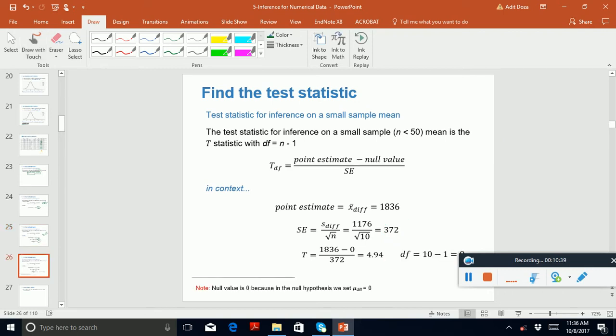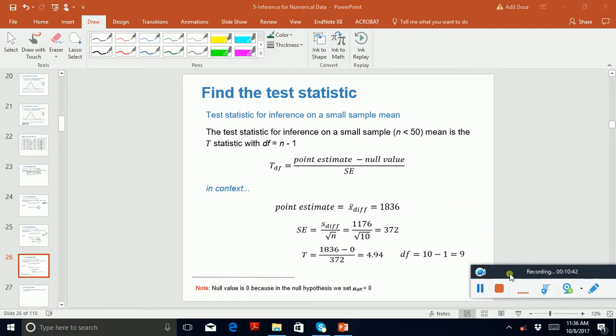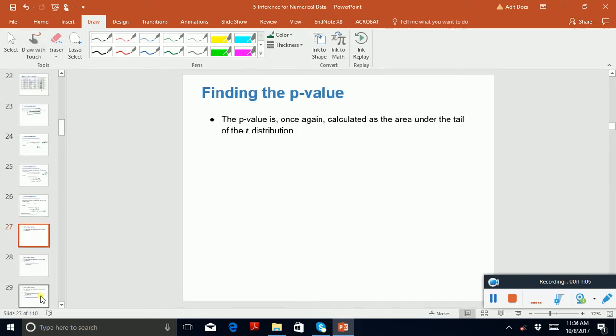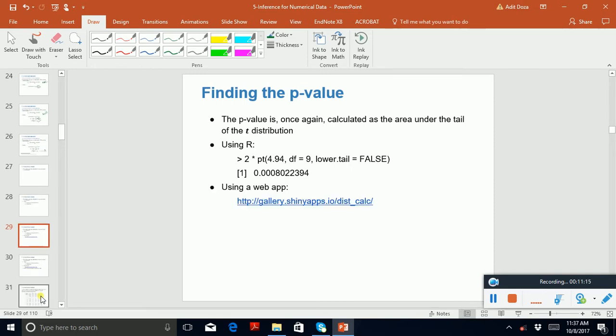Once we found the t stat, we also calculated the degrees of freedom. When calculating the t stat, you always need to observe the degrees of freedom. Why? Because when the degrees of freedom increases, it approaches normal, as I discussed previously. So we have to use the t table to find the p-value, and I will show you how to use it.